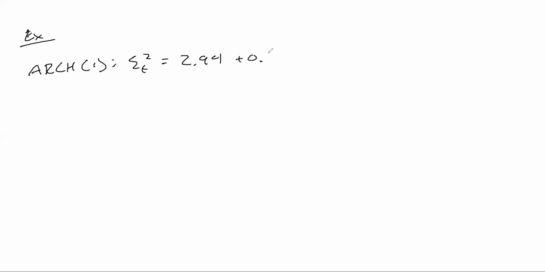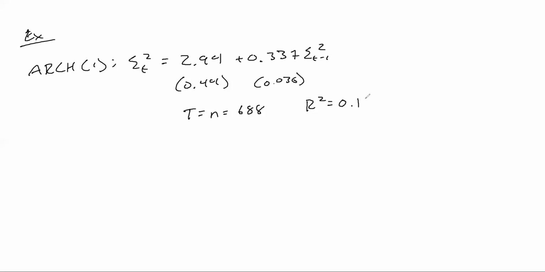Plus 0.337 multiplied by the previous error term squared. And then the standard errors for these: 0.44, and this one would be 0.036. These are the standard errors. Let's say T, which would be, of course, the number of observations, is 688. Let's say our R squared for this model is 0.144.